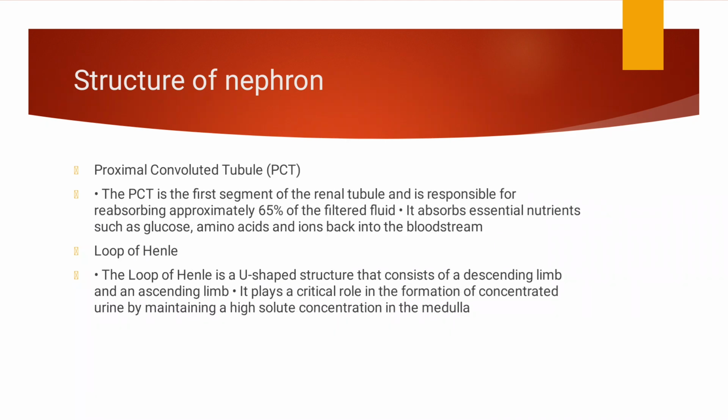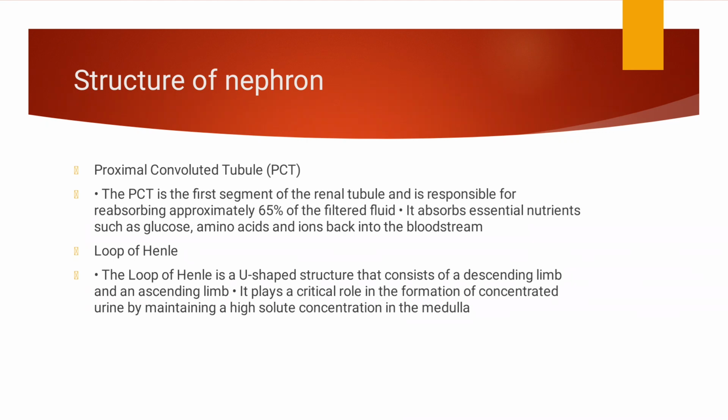Then the next one is the proximal convoluted tubule. This is the first segment in the renal tubule. It will reabsorb 65% of the filtered fluid. Then it will also absorb essential nutrients such as glucose, amino acids and ions back into the bloodstream.